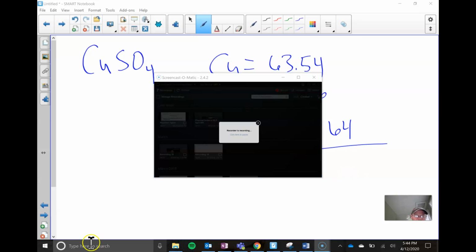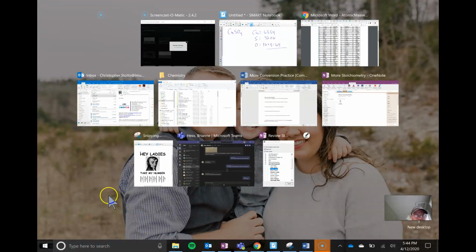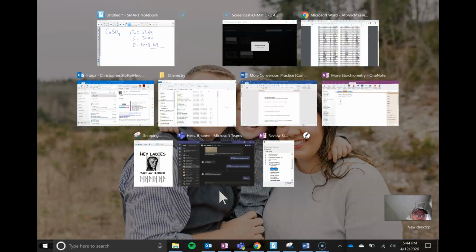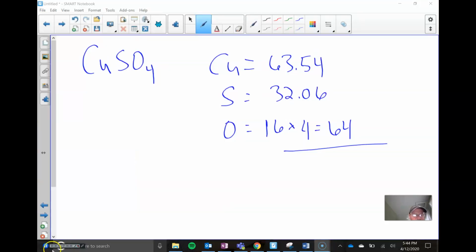Let's see here. Having some technical difficulty. I'm going to pause and then add that together. Alright, so I added it up and I got a mass of 159.6. Yeah, just 159.6. So the molar mass of copper sulfate is 159.6 grams per mole.